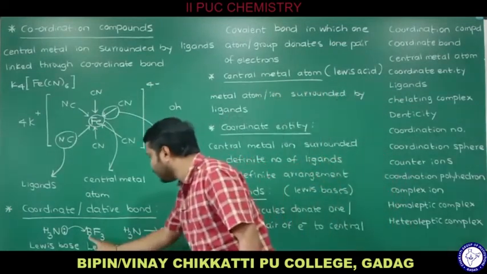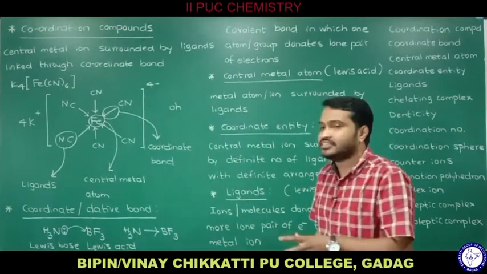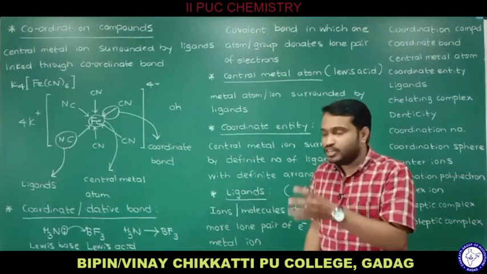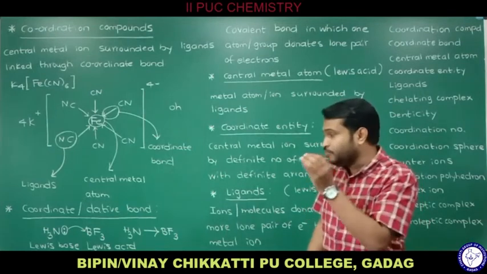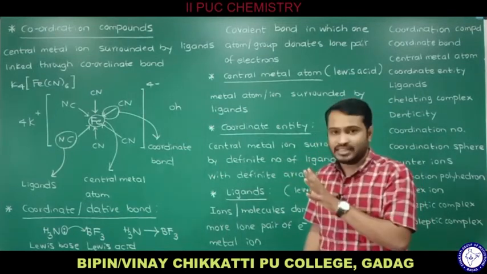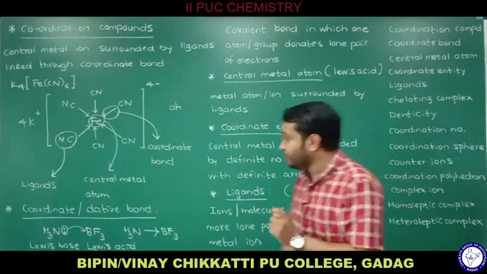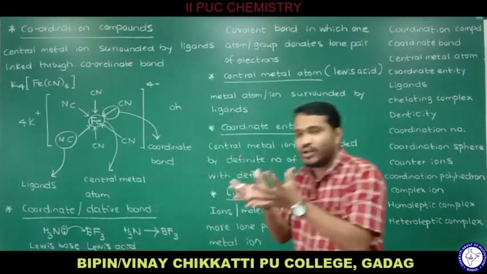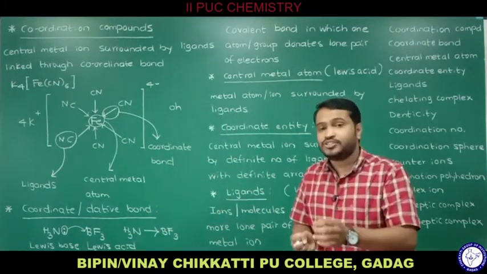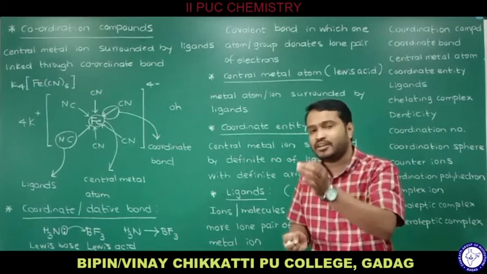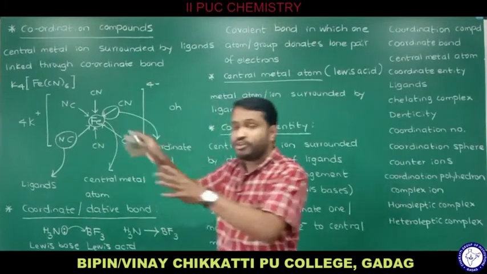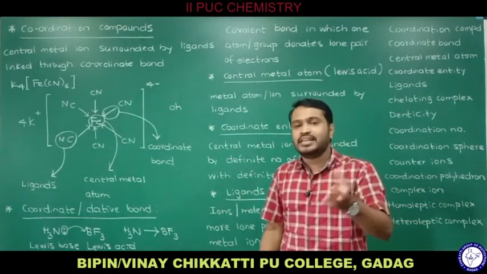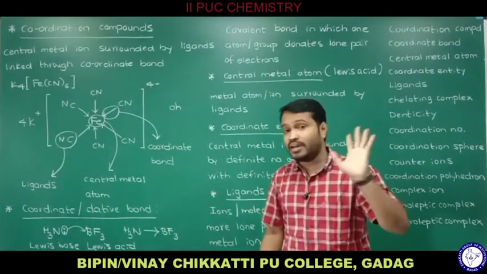In this particular example, BF3 is a Lewis acid, because in BF3, on boron, we don't have a lone pair of electrons. All the electron pairs are bonded in BF3. Therefore, the substance which is going to accept the lone pair of electrons should be the Lewis acid. That is the fundamental definition of a Lewis acid. Therefore, the central metal atom, whatever you consider, should easily accept the lone pair of electrons given by ligands.